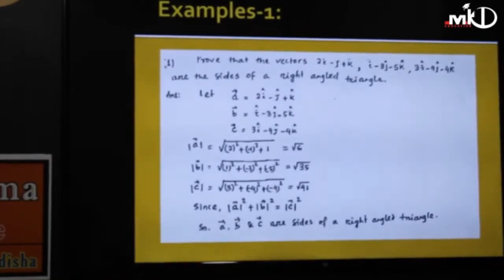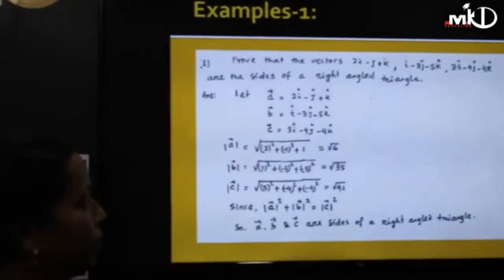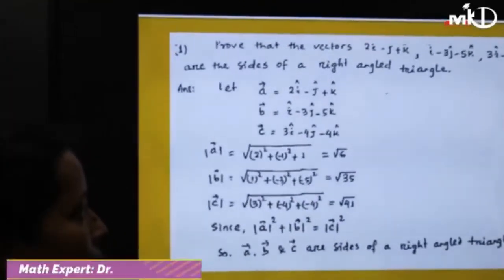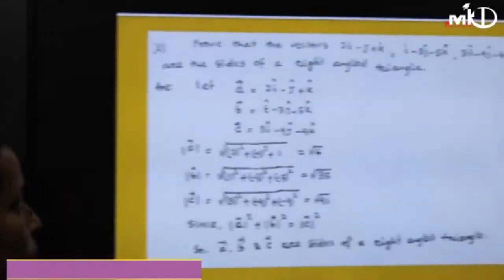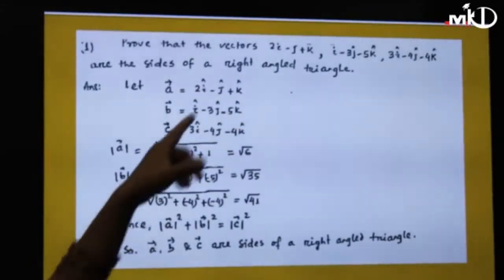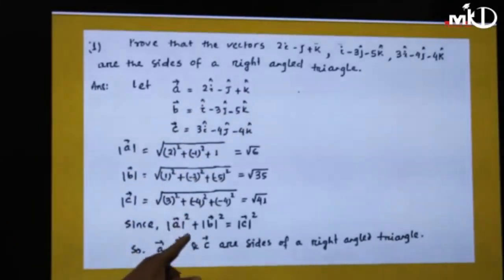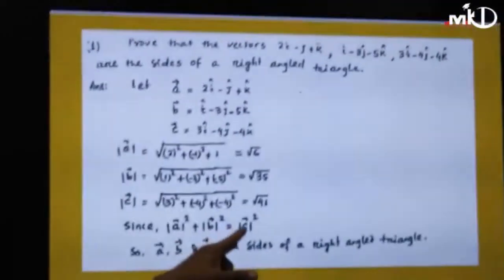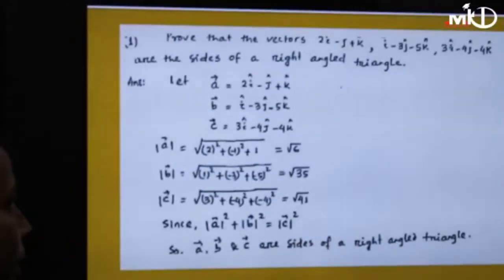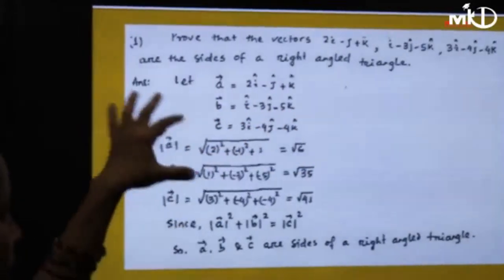So the first question is: prove that the vectors 2i cap minus j cap plus k cap, i cap minus 3j cap minus 5k cap, and 3i cap minus 4j cap minus 4k cap are the sides of a right angle triangle. The condition to be the sides of a right angle triangle is that modulus of a bar square plus modulus of b bar square is equal to modulus of c bar square. Already the vectors a, b and c are given, and now we find the modulus.